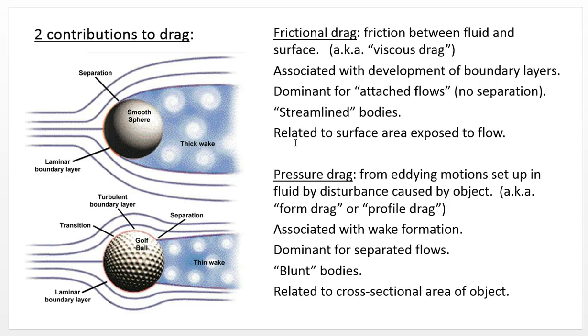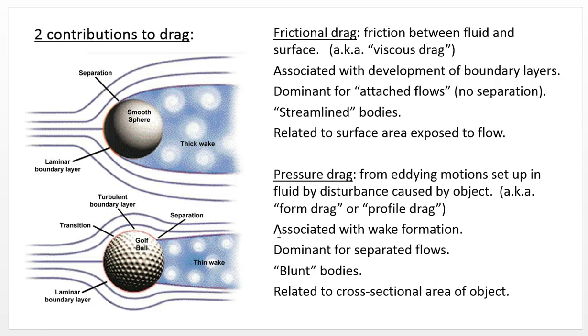The other type of drag, the other contribution, is known as pressure drag. This arises from eddying motions, these circulating motions, the vorticity, set up in the fluid by the disturbance caused by the object. So when a wake forms, you get these eddies that form behind it. This modifies the pressure distribution throughout the flow, and in particular over the surface of the object, and this then increases the drag as well. You have to integrate not only the shear stress, but also the pressure over the surface to find the total force of the fluid on the object. So pressure drag is also known as form drag or profile drag.